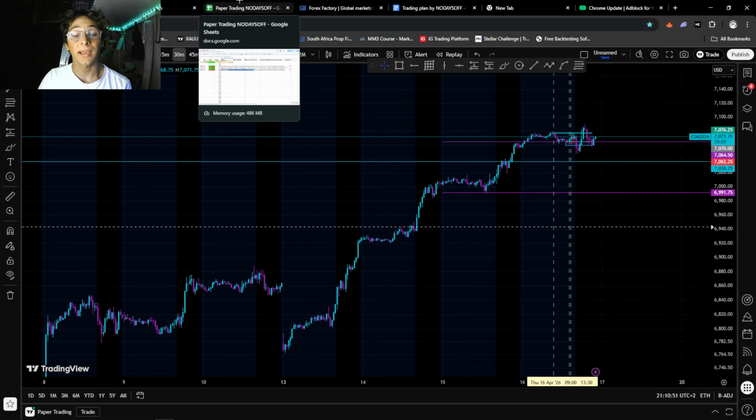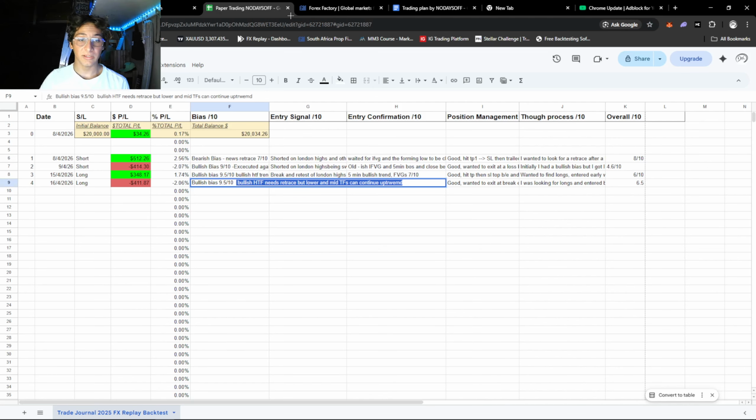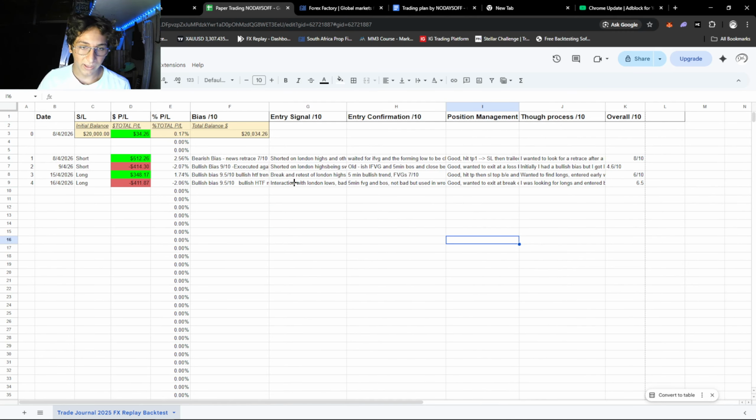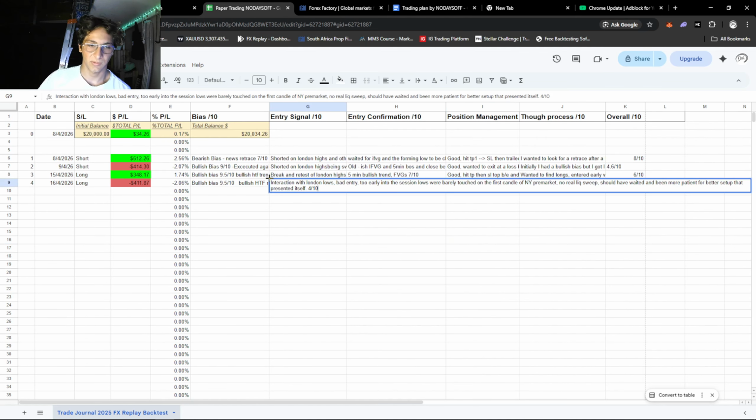But as we know, high time frames hold higher power, so eventually I'm looking for some sort of a pullback at some time. My entry signal, let's get deep into this. I entered on the interaction with London lows. This was a bad entry because it was too early into the session. The lows were barely touched by the first candle of the New York pre-market open.